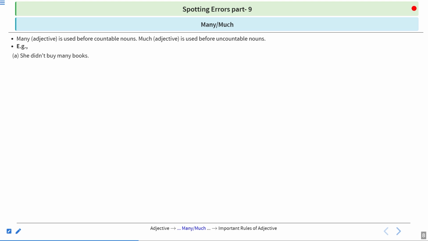She didn't buy many books. Here we can say books is a countable noun, so we have used many before it. We can't use much here. Much books would be wrong.